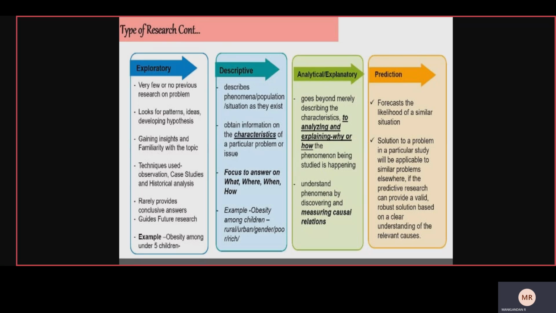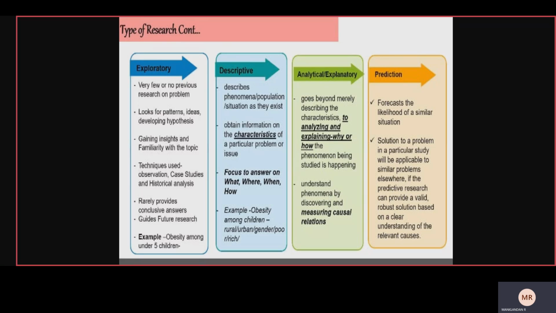And the fourth one is prediction. Prediction in the sense means to forecast the likelihood of a similar situation in future. What will happen? For example, in economic terms, demand and supply. The demand, we need to forecast that. That is a demand forecasting method.